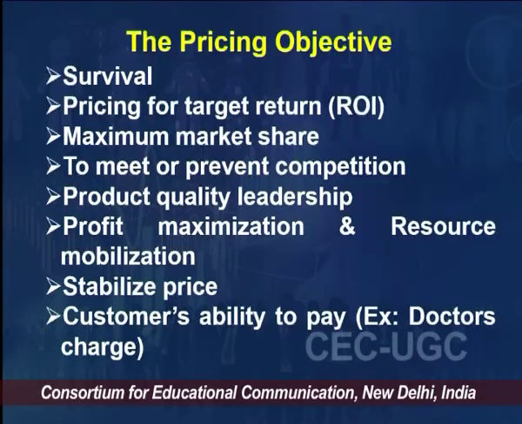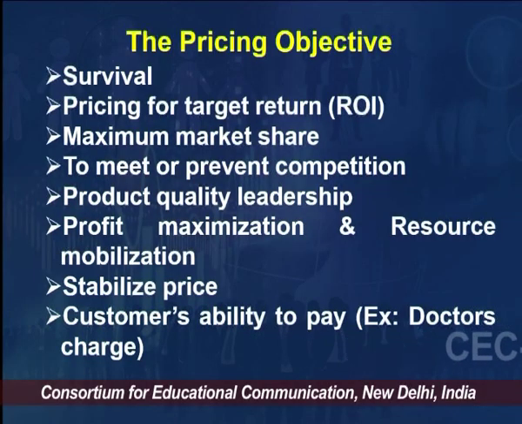Some marketers' goal is to go for profit maximization and resource mobilization. That also is translated into pricing methods, techniques and policies. Some marketers want stable prices in the market, and accordingly they decide. And there is another objective, customers' ability to pay, that is, how much my customer is able to pay. According to the paying capacity of my customer or client, I am going to decide the price.